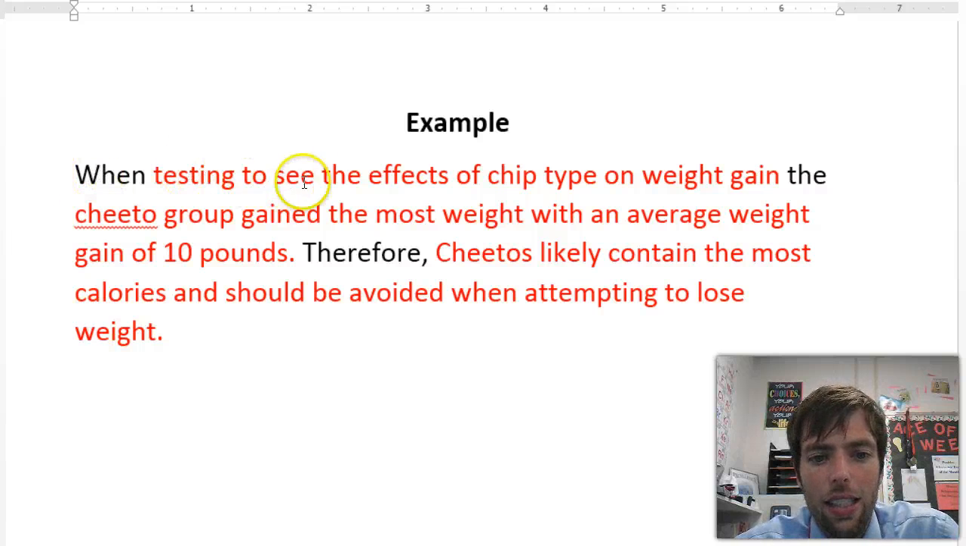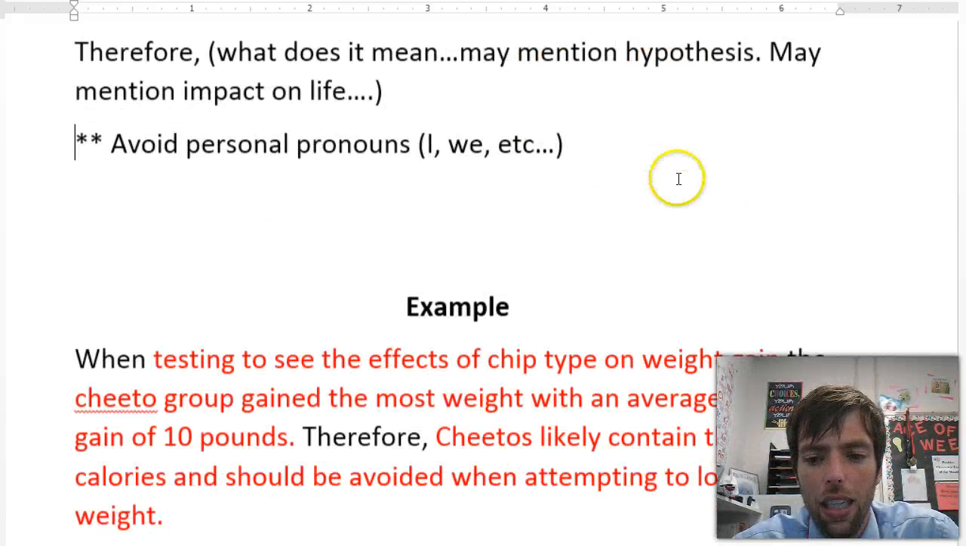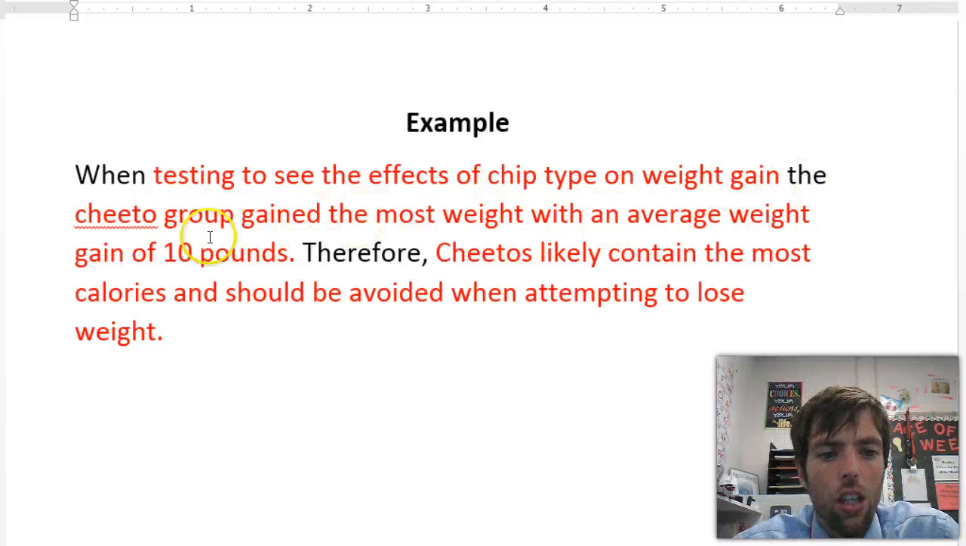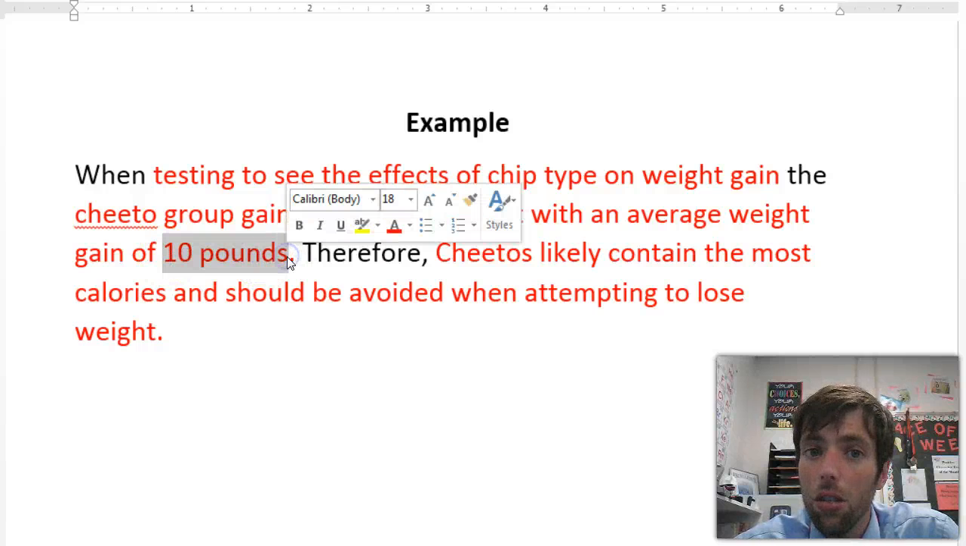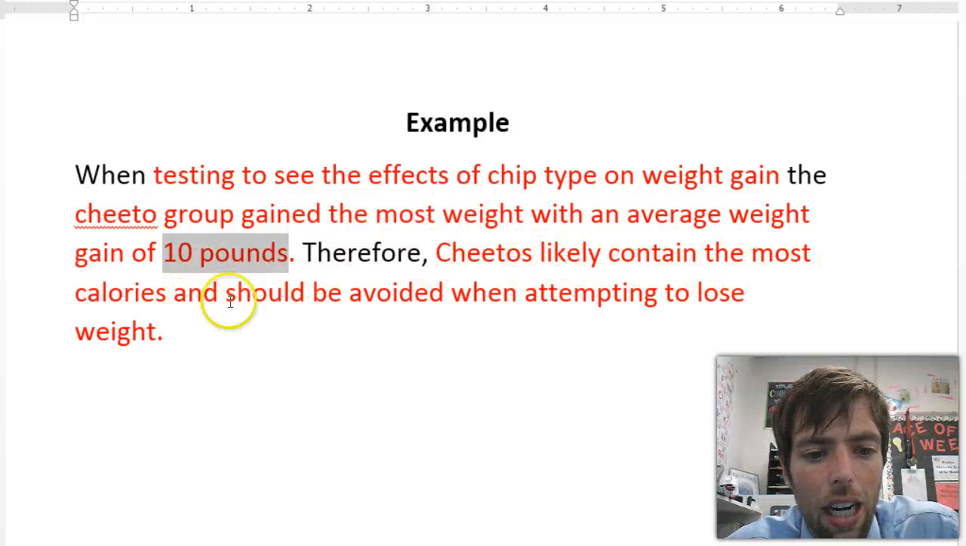When testing to see the effects of Cheetos on weight gain, so see, I described the experiment. Now I'm going to describe my results using data and trends. The Cheeto group gained the most weight with an average weight gain of 10 pounds. See how I use data there in my answer, describing my results. Therefore, Cheetos likely contain the most calories and should be avoided when attempting to lose weight.